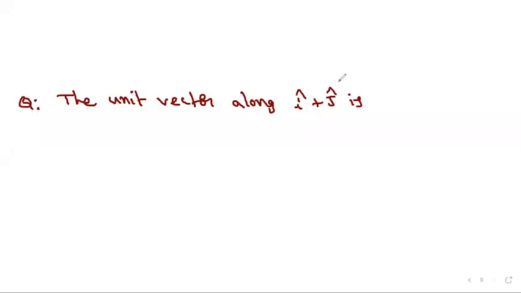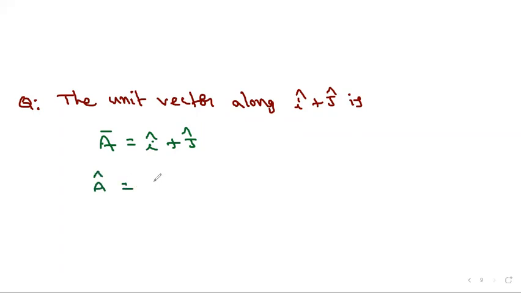The question is, the unit vector along i cap plus j cap is? So one vector is given, that is i cap plus j cap. Along that vector, they are asking for the unit vector. That means the magnitude is equal to 1, and they are asking only the direction. So what is the direction of the given vector? For example, if I consider this vector as a bar, for my convenience, that is a bar equal to i cap plus j cap. If they are asking only for the unit vector, that means only the direction, then you have to find a cap only.